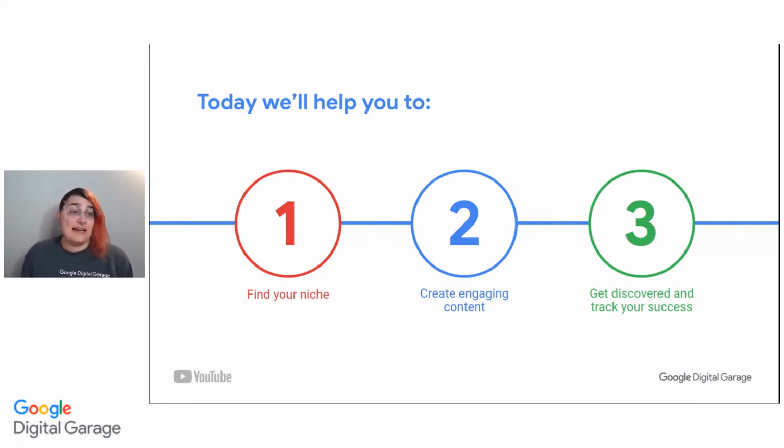Then we're going to look at how to actually go about creating that content, so the practical aspects of filming a video, editing it, uploading it, all the things you need to know. And then last but not least, we're going to look at the SEO elements of YouTube, of getting people to find you, finding your channel, finding your videos, so that you can build up an audience for what you have to offer.